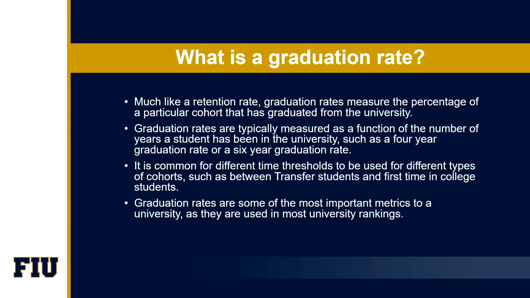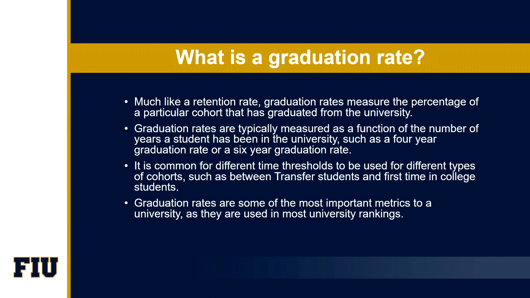Graduation rates, much like retention rates, measure the percentage of a particular cohort that has graduated from the university. Students must be retained in order to eventually reach graduation. Graduation rates are typically measured as a function of the number of years a student has been in the university, such as a 4-year graduation rate or a 6-year graduation rate.